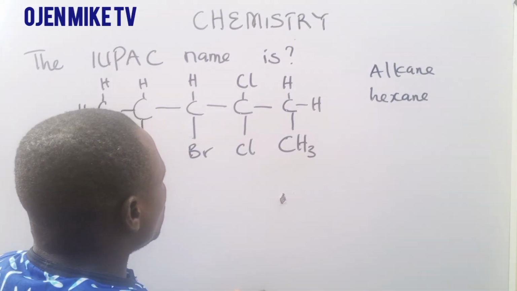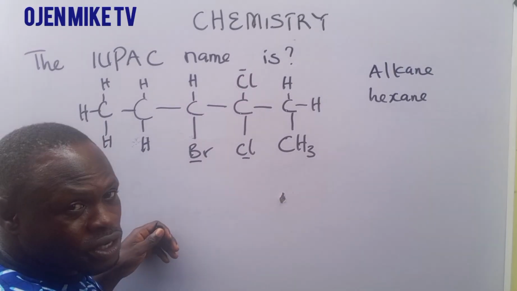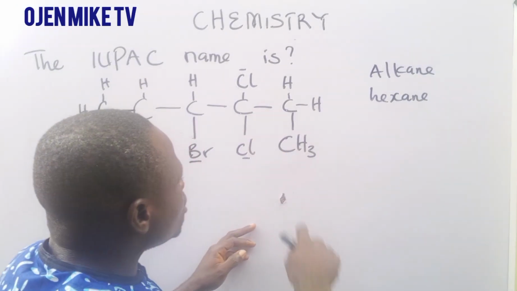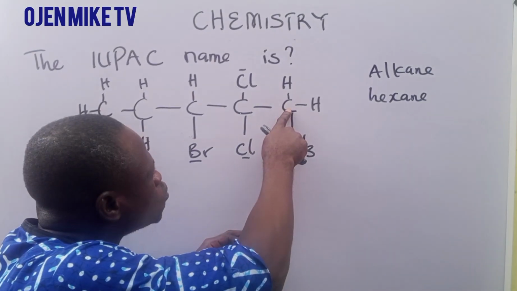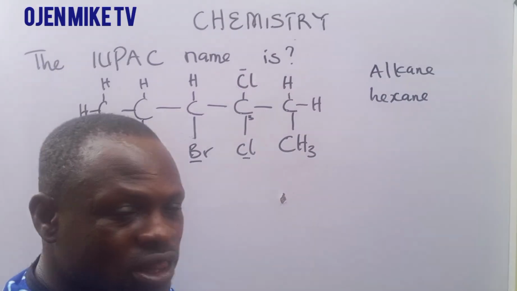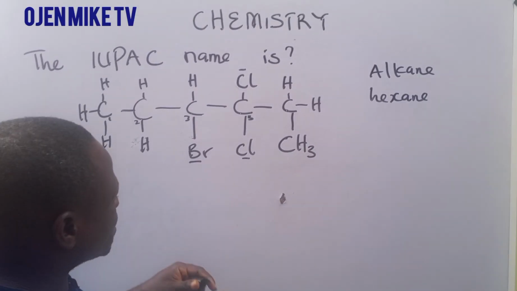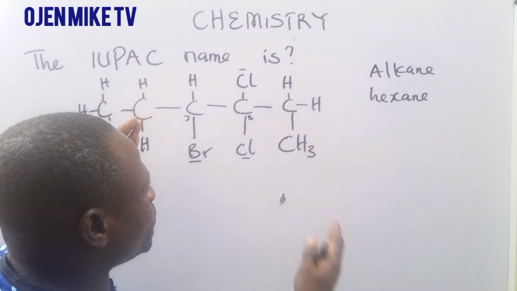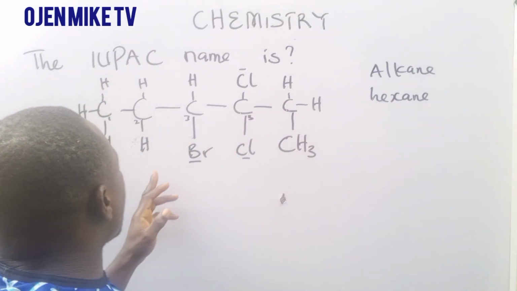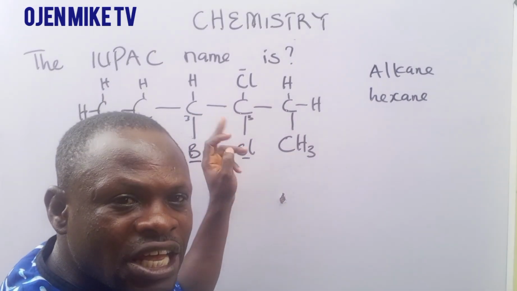Next, identify the substituents. What is attached to the chain? We have chlorine attached here, chlorine here, and bromine here. Are you following? Now go into your counting system. If you start from this carbon atom and count 1, 2, 3, you get to where the substituent is attached, carbon number 3. If you start from the other side and count, the substituent is also attached to carbon number 3. Now, what do you do?